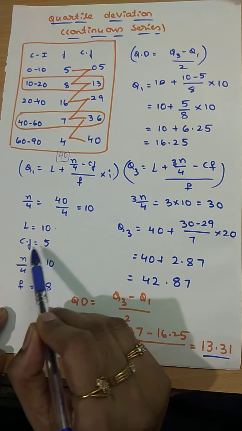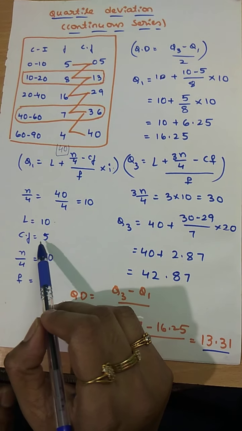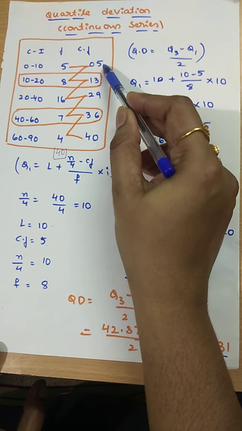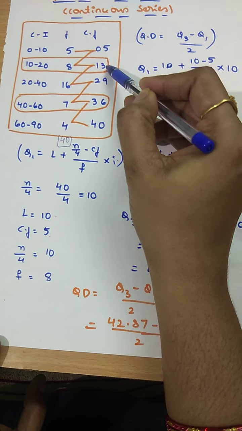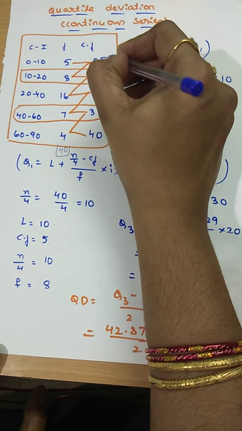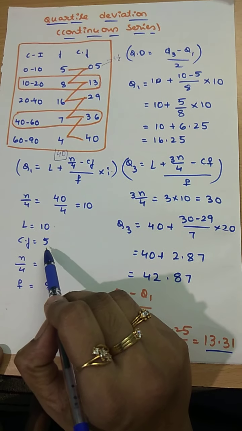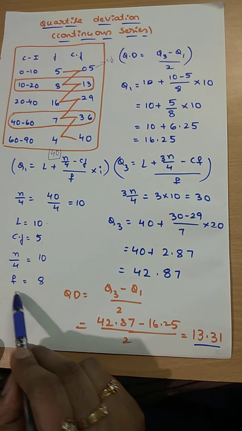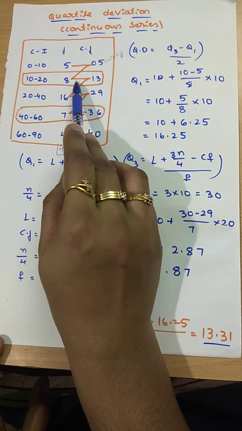Cumulative frequency is the value of the cumulative frequency for the class preceding the quartile class. This is the quartile class, and this is the preceding value, so this is the CF. So CF equals 5. n divided by 4 we already found to be 10. f equals 8, the quartile class frequency.